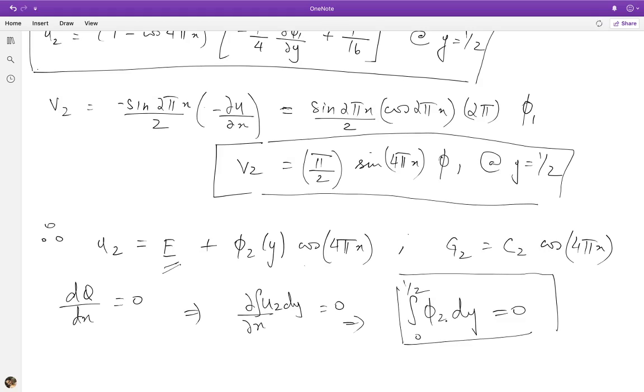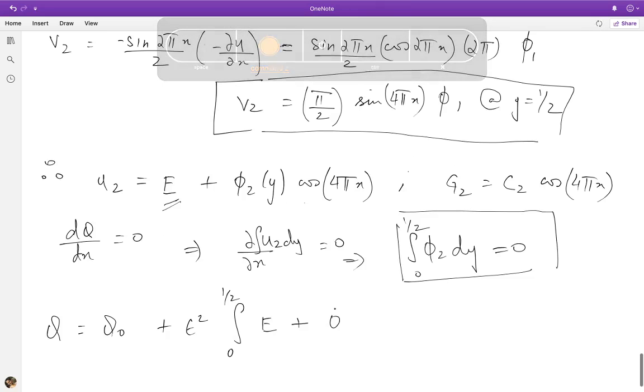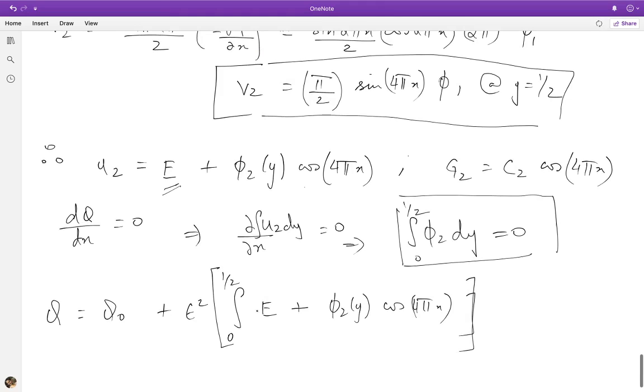So I know beforehand that this is going to be the condition on phi2. So even without solving phi2, I now know that the correction to the flow rate, take total flow rate Q, which is Q naught plus epsilon square times the integral from 0 to half of U2, which is E plus phi2 of y cos 4 pi x, right? I now know that this integral over phi2 is going to be 0. This comes directly from the fact that the derivative of q with respect to x is 0. So therefore, the contribution of u2 that depends on x can give no contribution to the flow rate. So it's only E that survives.